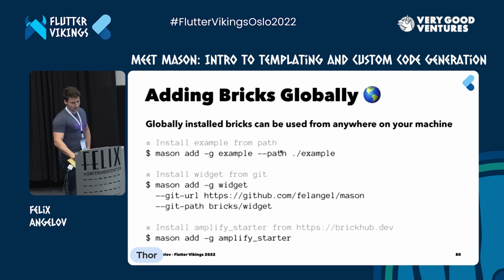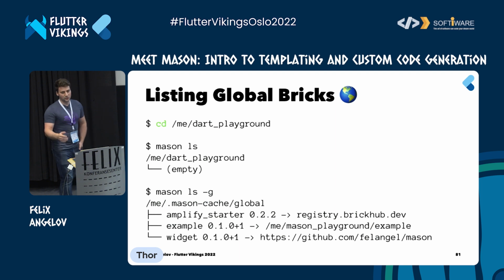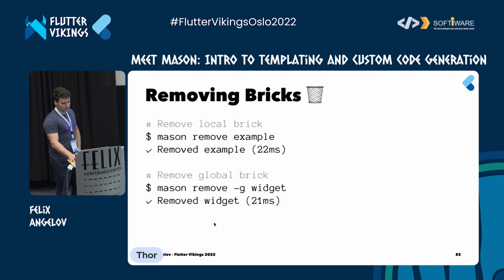So in this case, if I reinstall all these globally, and then I leave my workspace and go to this other playground, mason ls will still show me empty, but if I list my global bricks that are cached in whatever directory, this is different depending on the OS that you're running on, but if I list them globally, I'll see the bricks that I have available. So you can just use mason make from anywhere, and those globally available ones will work. And then if you find a brick that you tested and maybe you're not happy with and you want to remove it, just use the remove command and add the -g if you want to remove it globally. And that's all there really is to it.